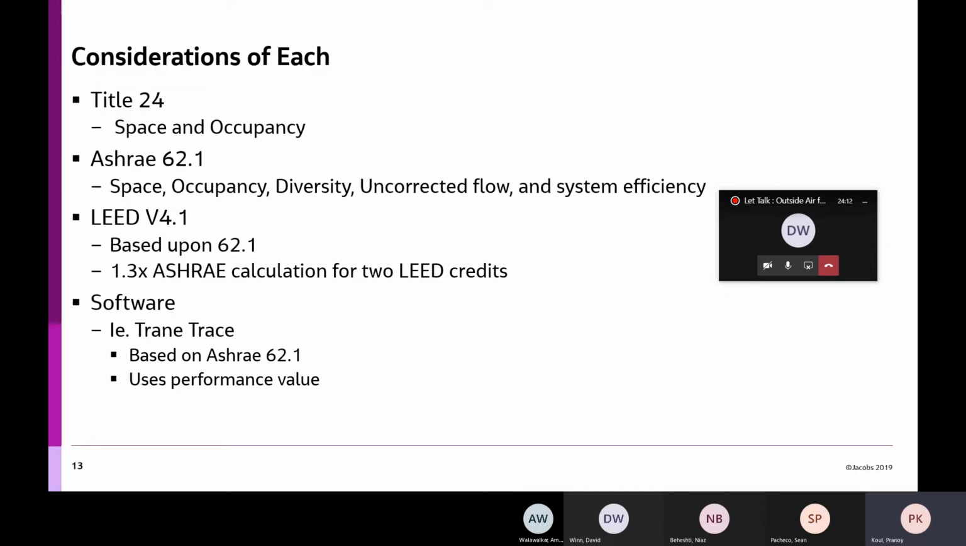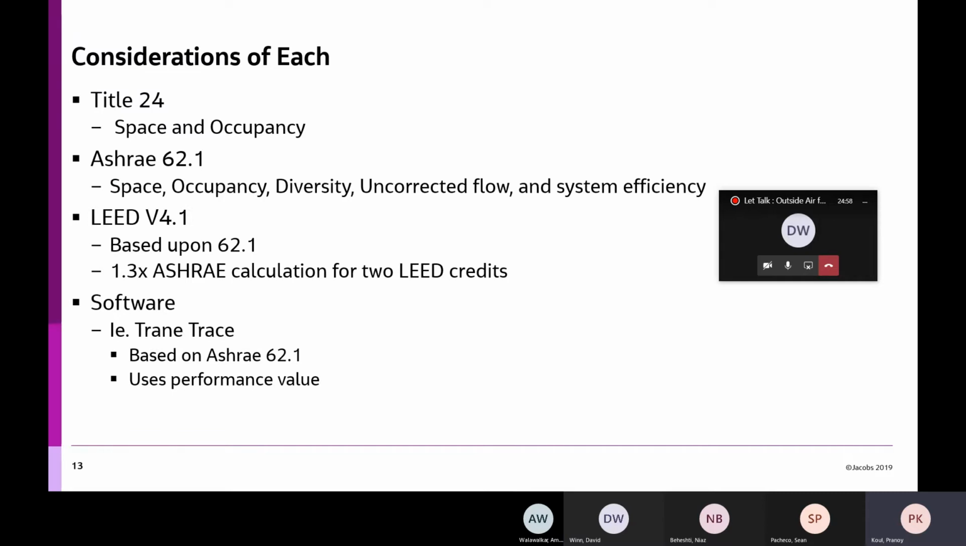All right. So some of the considerations which we will be talking about for each one: Title 24 has information and considerations about space and occupancy essentially. Whereas in ASHRAE 62.1, we just talked about the VRP, ventilation rate procedure. We needed to understand the diversity of the occupants. How many occupants are there? What kind of space is it? You also want to know if you have an HVAC system, what is the efficiency? And that itself helps us determine the requirements for ASHRAE 62.1.